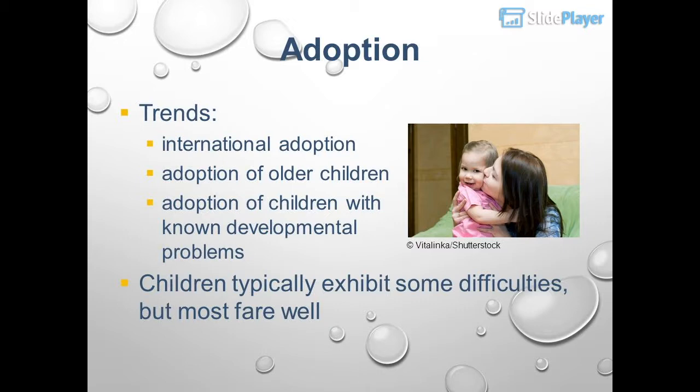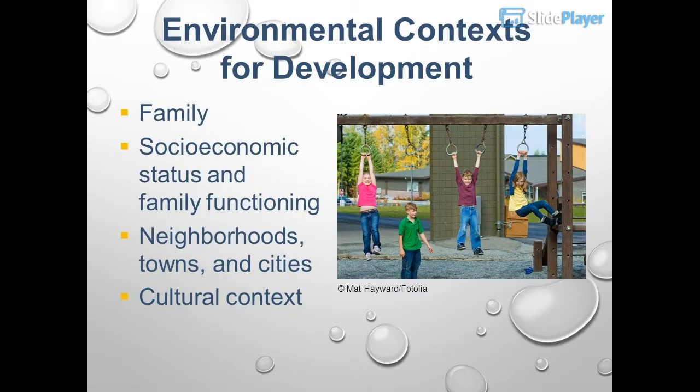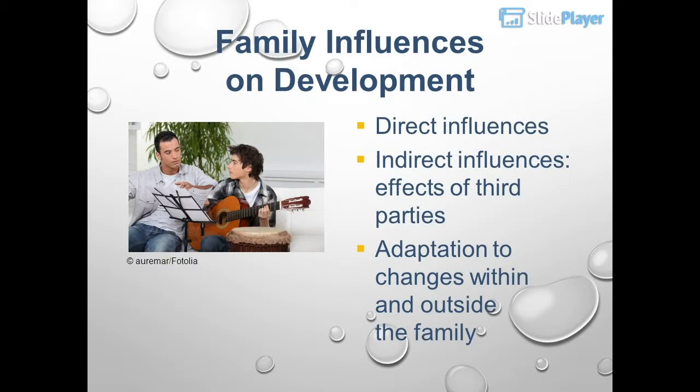Environmental contexts for development. Family. Socioeconomic status and family functioning. Neighborhoods, towns, and cities. Cultural context. Family influences on development. Direct influences. Indirect influences, effects of third parties. Adaptation to changes within and outside the family.